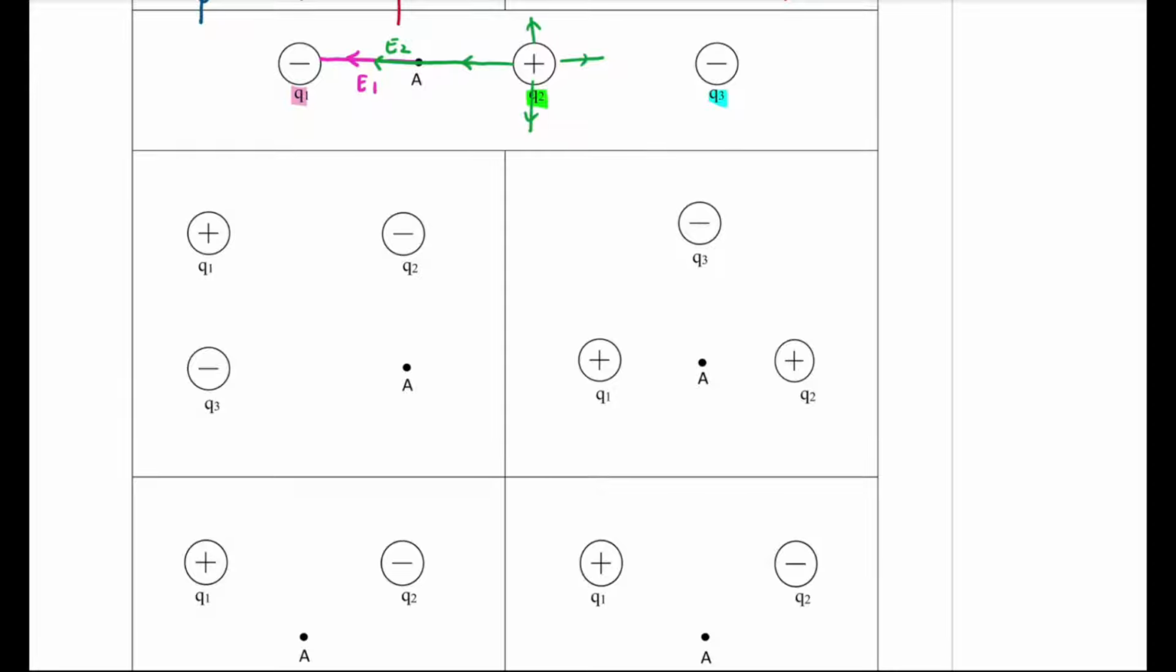Okay, and then Q3. Okay, Q3 is negative charge, so dia akan masuk macam ini. E3. Okay, so dia akan jadi macam ni lah. Panjang. Masuk. Finally, at point A, you have E3 to the right, E1 to the left, and E2 is to the left.